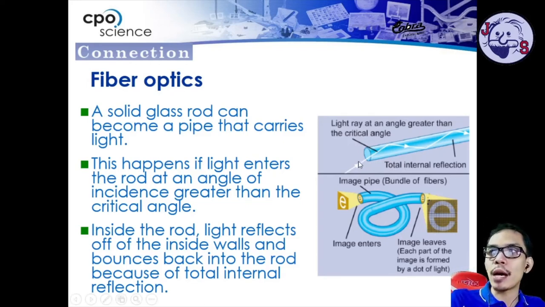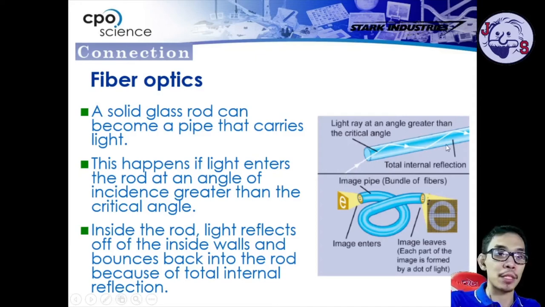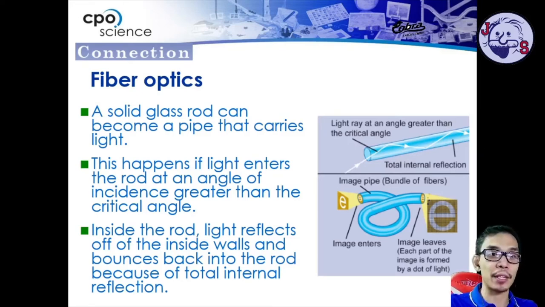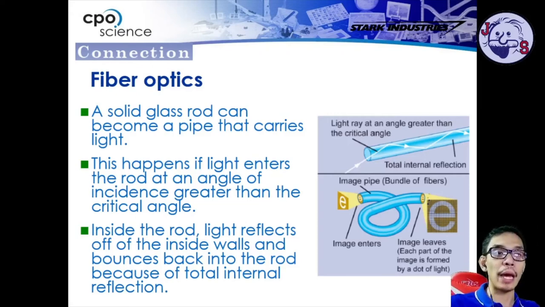And what happens to the light inside your glass rod? It reflects several times, following the process of total internal reflection, until it reaches its destination. So what is the advantage of using light in transmitting signals? The signal doesn't degrade on the other side.